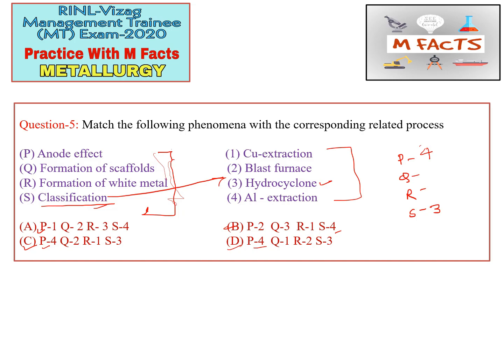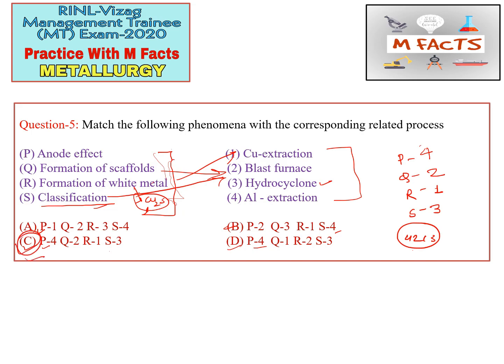Now I will tell that formation of scaffold is basically the irregularity of the blast furnace. So we can match Q by 2, and formation of white metal is in copper extraction. So what is white metal? White metal is basically Cu2S, copper sulfide. Because of its appearance, it is known as white metal. So now we will see, 4213 is the correct code. So 4213, option C is correct for this question.